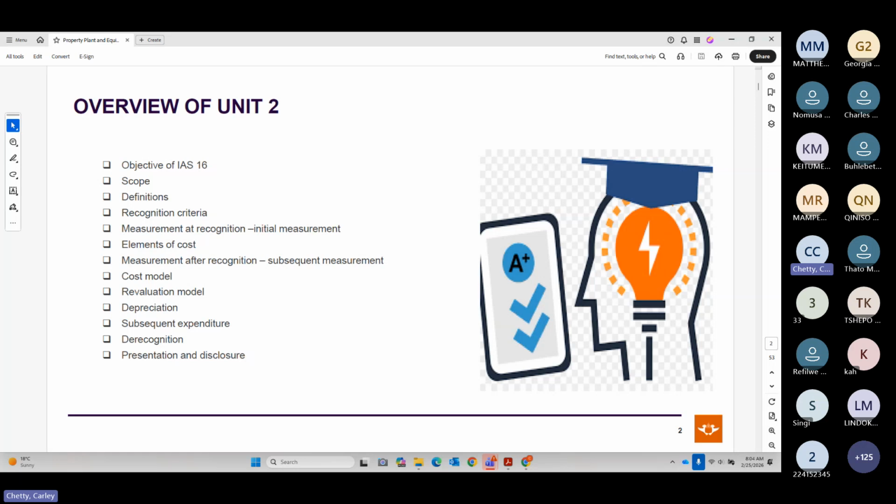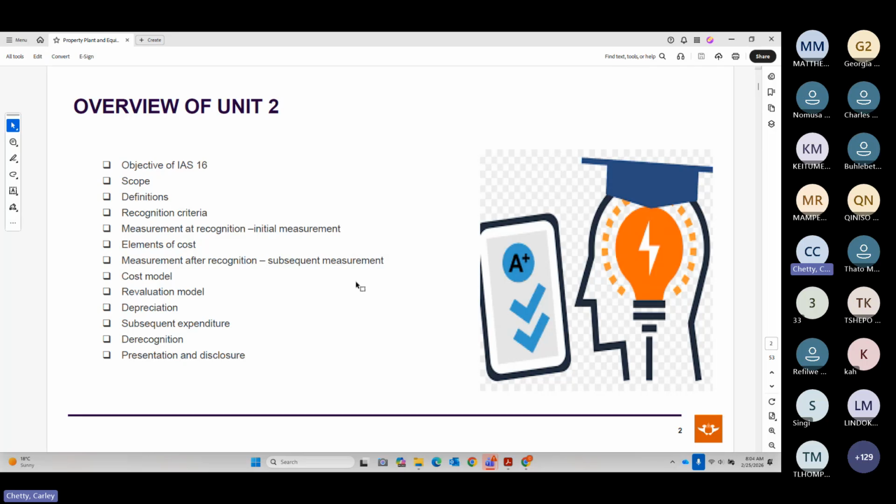Okay, so then we also looked at depreciation, how to process depreciation. And we're going to look at subsequent expenditure and derecognition and presentation and disclosure today.